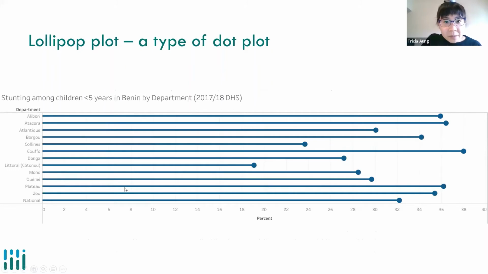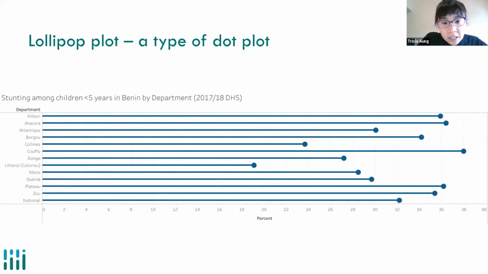Another example of a dot plot is a lollipop plot. It's called a lollipop plot because it looks like the candy. A lollipop plot would be an alternative to a traditional bar chart. You might look at this and think, this could definitely be a bar chart, where each of the different sub-national regions could have been its own bar.